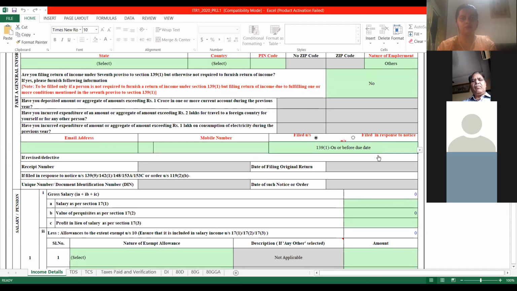Now, once I have selected this, here it starts with the salary, gross salary income. Before starting this particular section, I would like to show you something. So I will share the other screen with you.